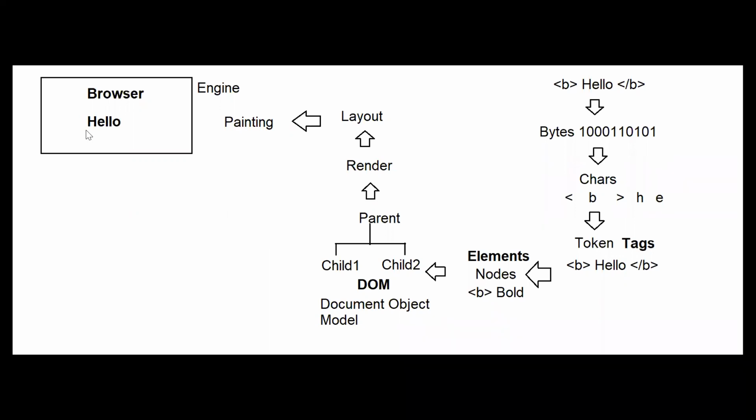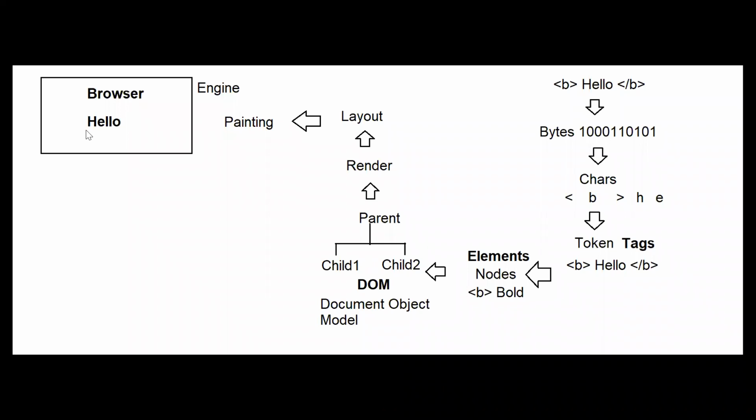Everybody knows what is a tag, what is an element, and what is a DOM. Up to HTML level, these points must be very clear. So you write markup, the markup is converted into bytes. Bytes are again converted into characters. Characters are converted into tokens. Tokens are converted into elements.